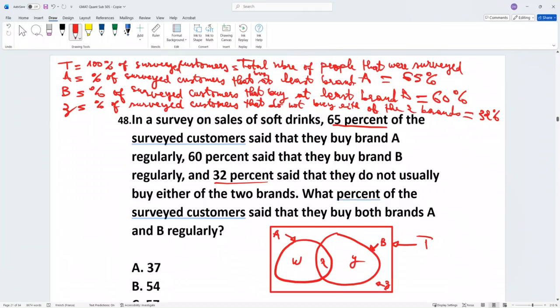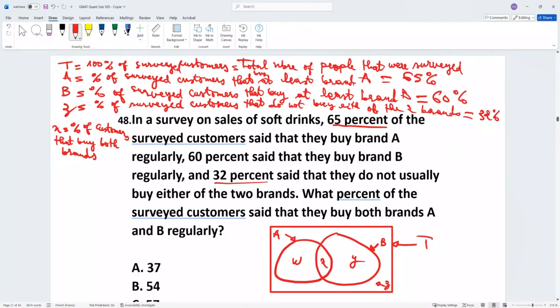Okay. So once we have that, we can also define X, what we are looking for, is equal to the percentage of customers that buy both brands. So that's it.